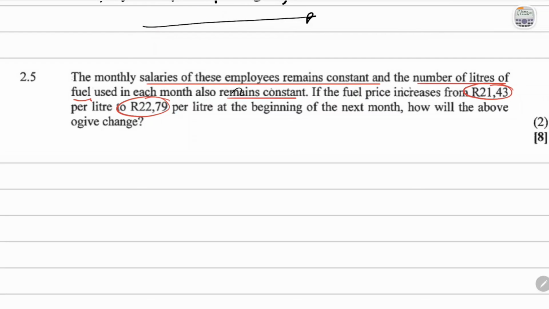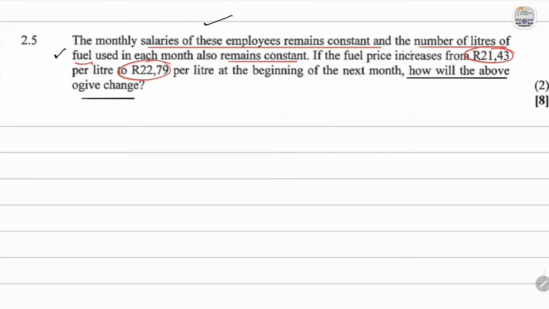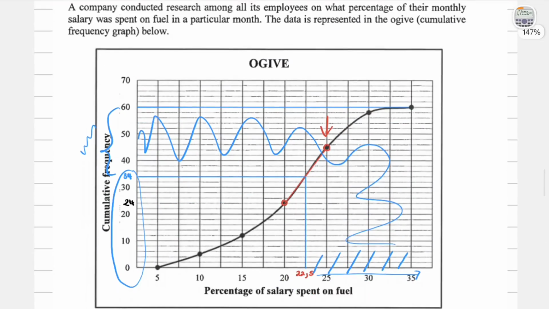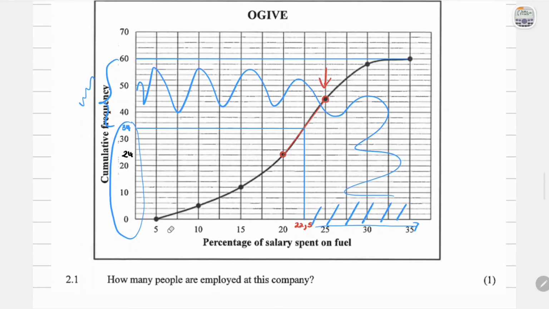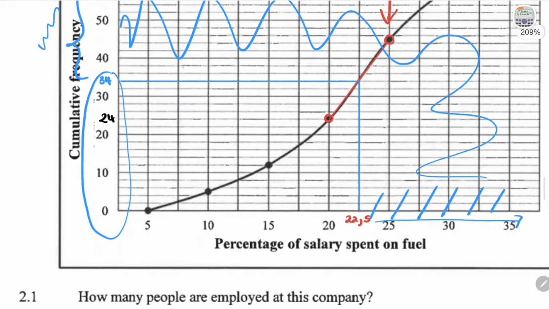So it doesn't really seem as if they're asking about the specific numbers, just how the ogive will change. So you see everything that stays the same. The salary is still the same. The amount of liters they use is still exactly the same. The only thing that changes is the price of fuel. So we're looking at the ogive. This is how much they used to spend on fuel. If the price of the fuel increases, because these are x values we're looking at, higher values go to the right. It means that all of these single values are going to increase.